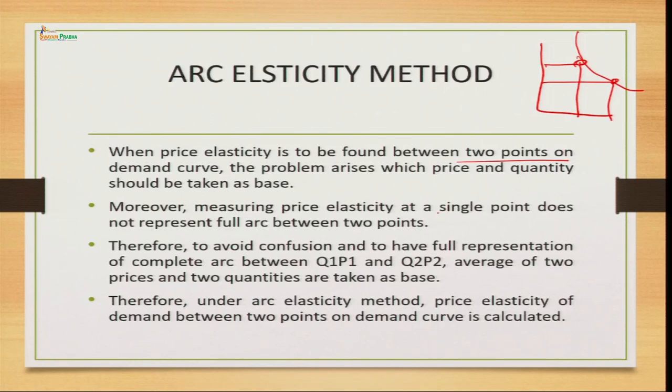Moreover, measuring price elasticity at a single point does not represent the full arc. That is why people also use this arc elasticity method. So to avoid any confusion and to have a full representation of the complete arc between the quantity 1 and the price 1, as well as the changed quantity and the changed price, usually people take the average of 2 prices and 2 quantities as a base to calculate it.